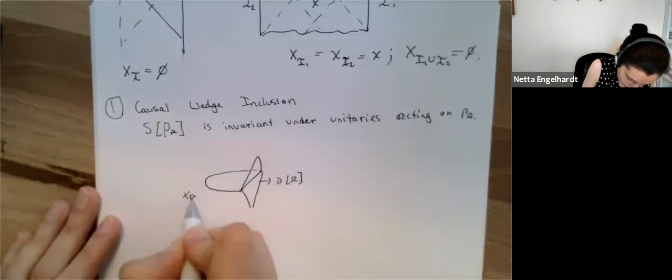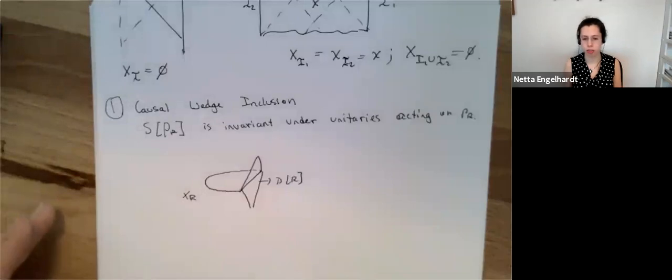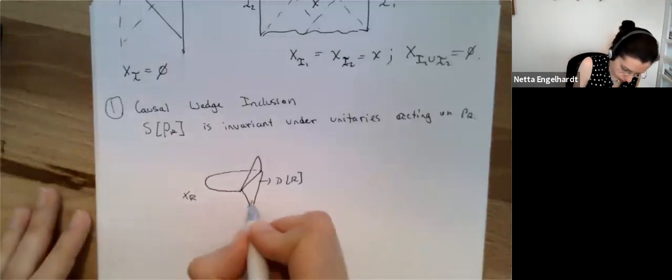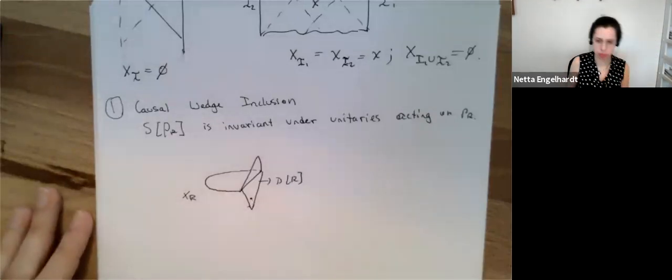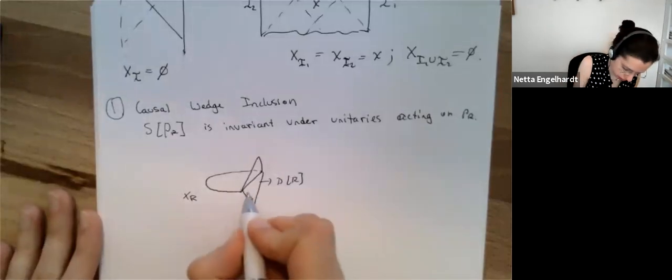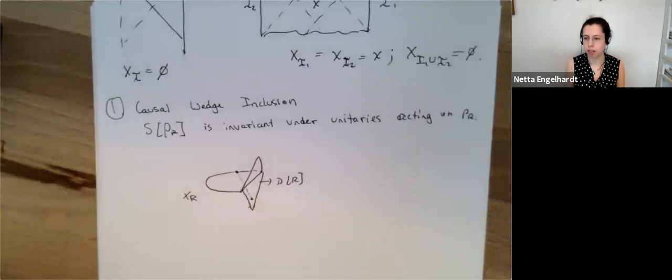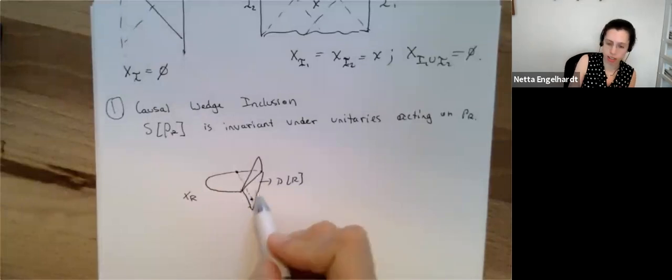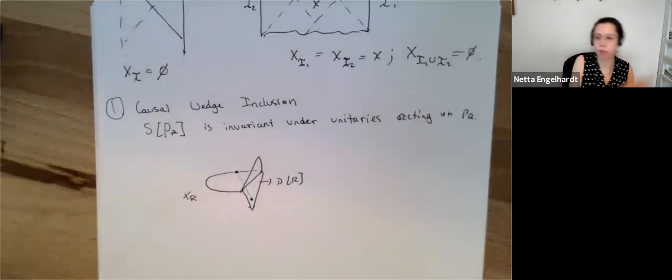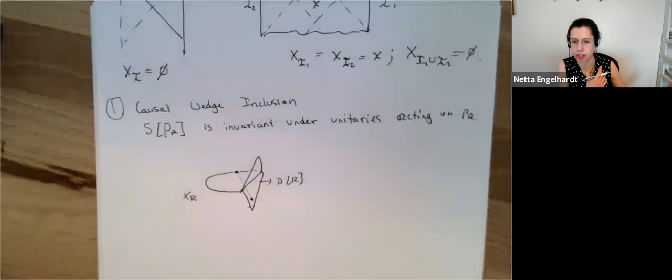Now suppose that it were possible for me to turn on some local unitary somewhere over here, and for it to sort of causally propagate and change the area of X_R. Well, then I would be able to turn on some local unitary over here and modify the area of this, and therefore modify the von Neumann entropy of X_R, or von Neumann entropy of rho R, just by turning on a local unitary on D of R.